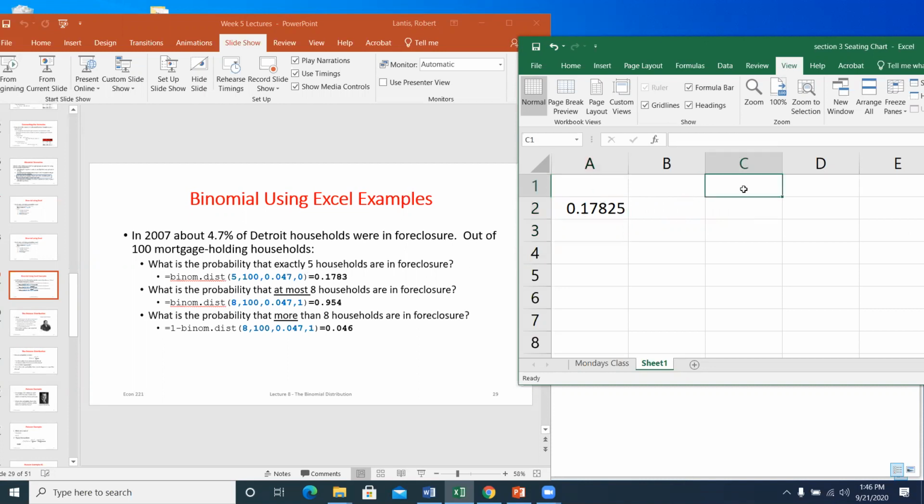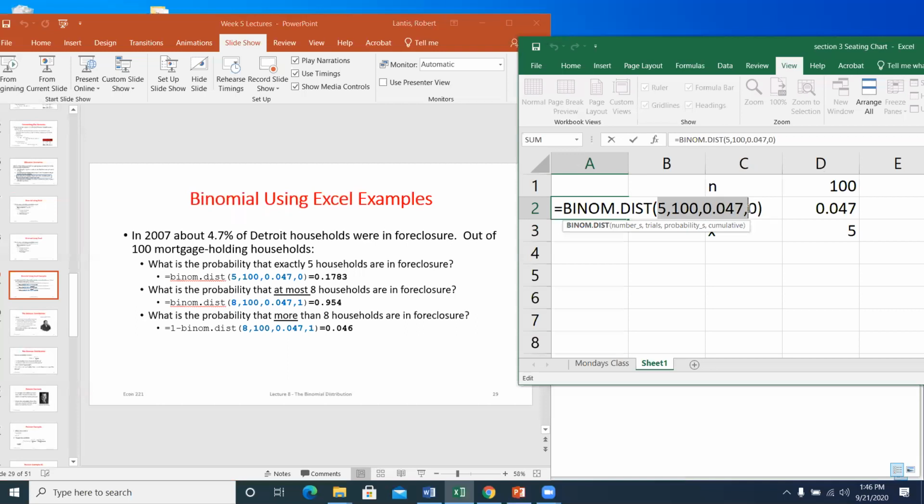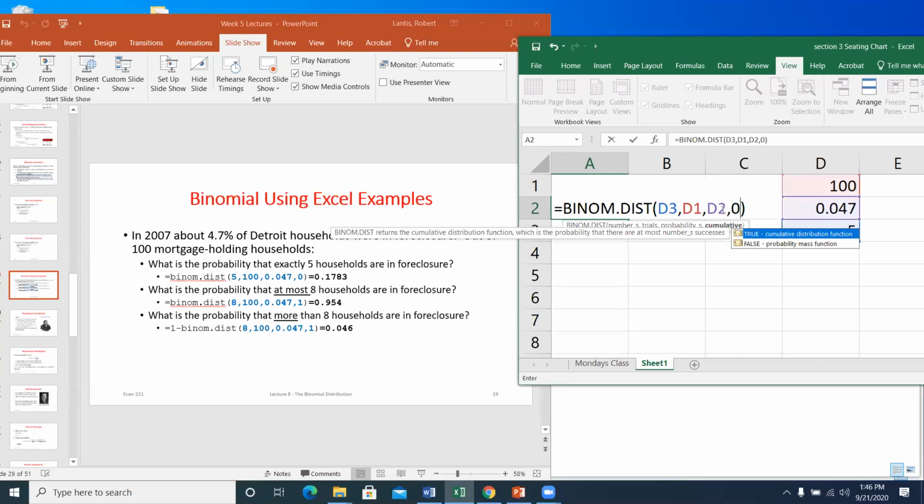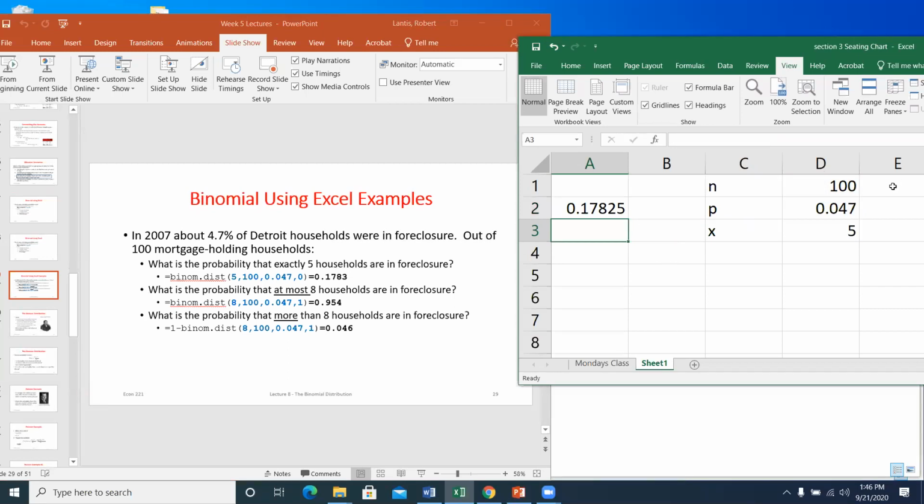So the way that I'm actually going to set this up is I'm always going to be looking at 100 houses. The probability that they're foreclosed will always be the same. And then I can play around with this x value. For now, I want it to be 5, right? So instead of entering the values in here, the first thing I want is the number of successes. That's my x. Second thing is the number of trials. That's right here, 100. The third thing was the probability of success, 0.047. And then 0, that last thing, means it's not cumulative. Sure enough, I get the same answer. I've just used cell references.